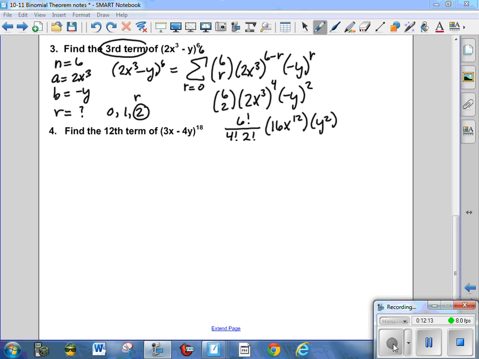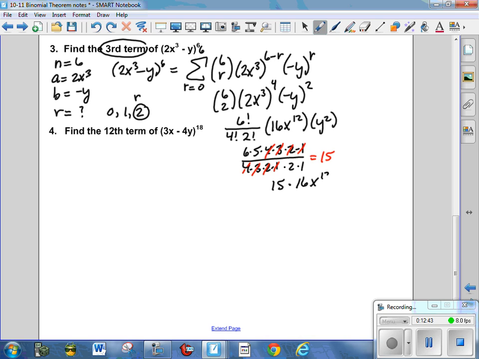So we're going to say 6 factorial, 6 times 5 times 4 times 3 times 2 times 1, over 4 times 3 times 2 times 1 times 2 times 1. Then I can just cancel out everything 4 and below. I also know then that this is 30 over 2, so this becomes 15. So now I know that I have 15 times 16x to the 12th times y squared. So all I have to do is multiply 15 times 16. When I multiply 15 times 16, I get 240 x to the 12th y squared.